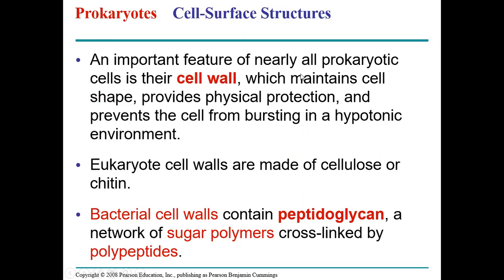An important feature of nearly all prokaryotic cells is their cell wall, which maintains cell shape, provides physical protection, and prevents the cell from bursting in a hypotonic environment. It is one of the most important features of a prokaryotic organism that it has a cell wall protecting its body. Almost all prokaryotes, even though they form colonies, have a single cell only. So all the metabolism must happen inside a single cell.